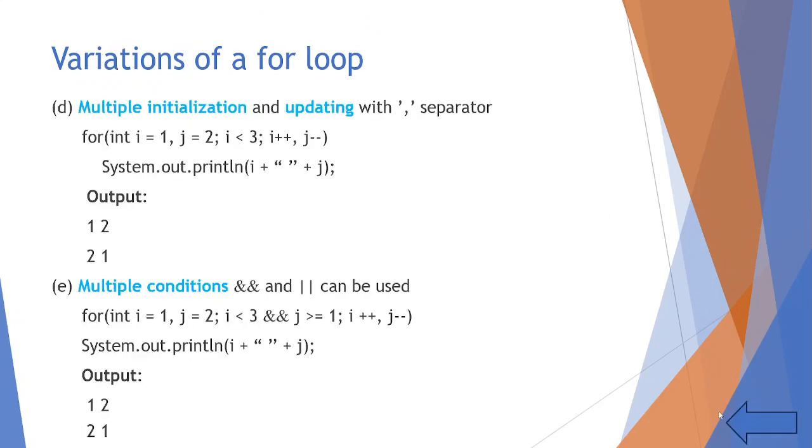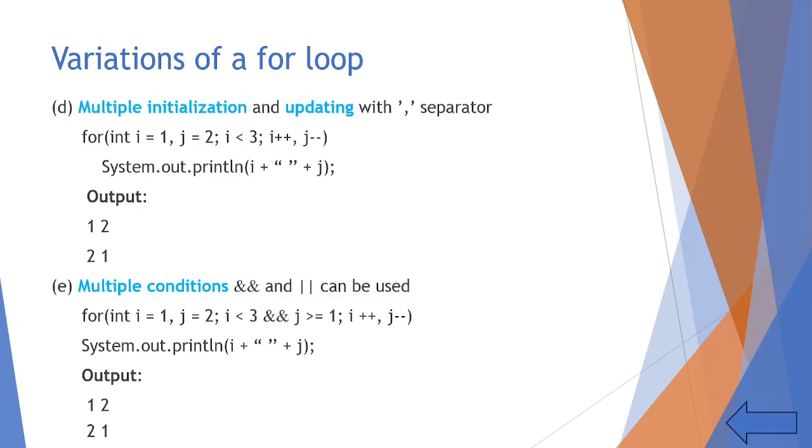Then fourth variation, multiple initializations can be there and multiple updating statements may be there. How do we give? Before the first semicolon, we give all the initializations with a comma. For int i is equal to 1, comma j is equal to 2. That means 2 variables declared and initialized. Then i less than 3, that is the condition, semicolon. Then 2 updations separated by a comma, i plus plus, j minus minus.